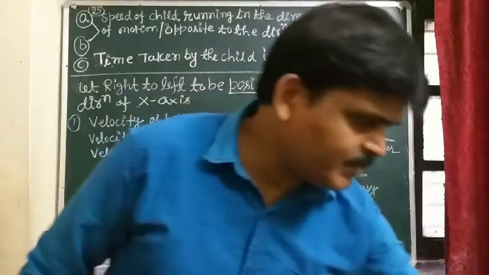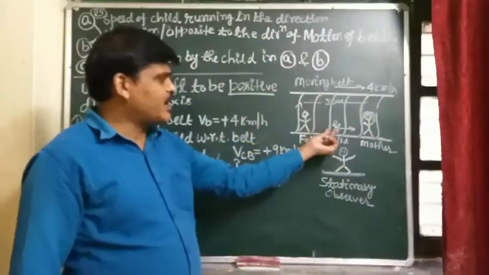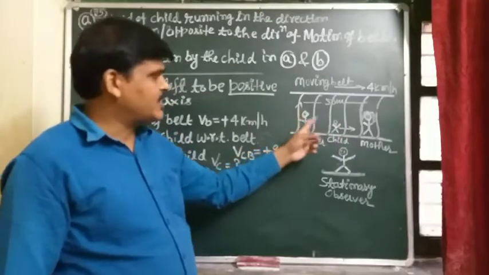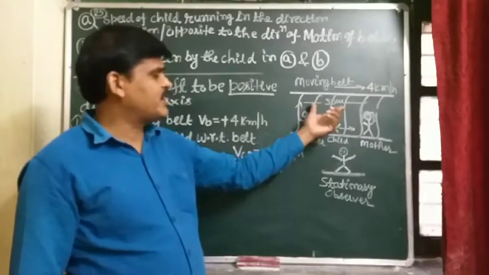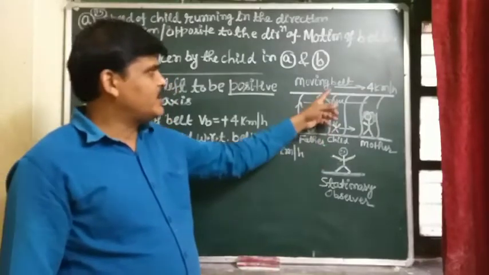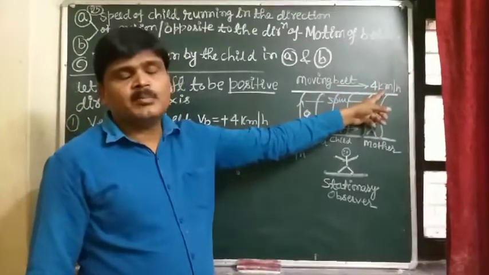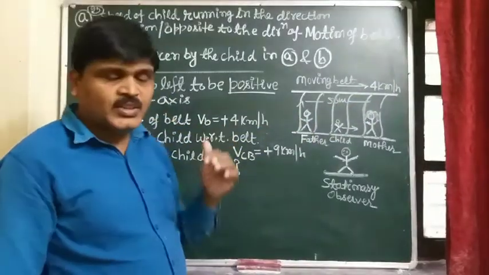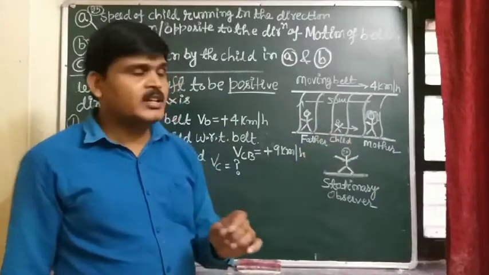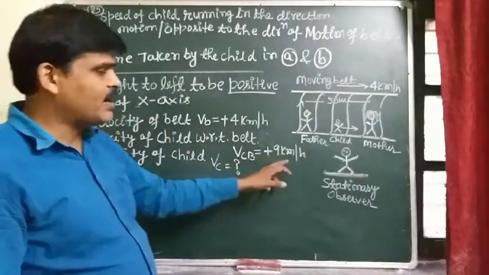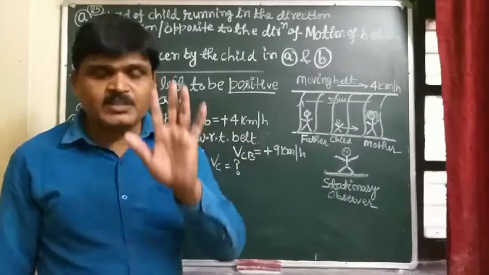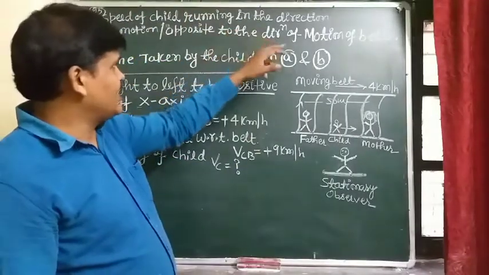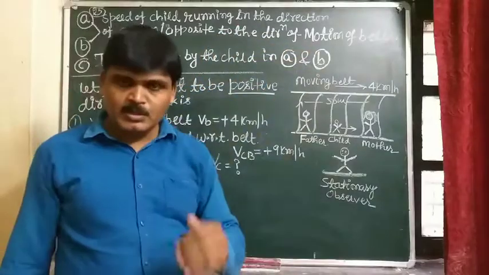So student, here the child is running to and fro between his father and mother, who are located 50 meter apart, and the belt is moving at 4 km per hour, and the speed of the child with respect to the moving belt is given as 9 km per hour. First we have to determine the speed of the child running in the direction of the motion of the belt.